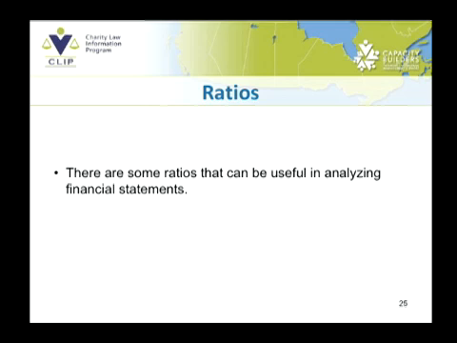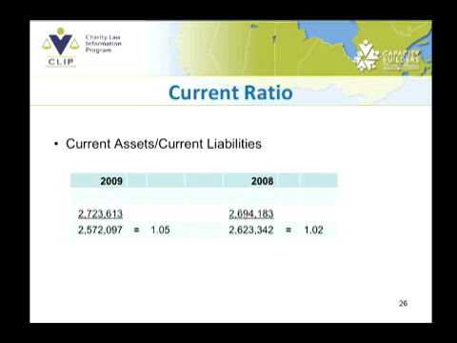Okay, a couple of ratios. There are a lot of ratios used in the for-profit sector, but I think there are a couple in the charitable sector that are probably more useful and more common. The current ratio is a calculation: current assets divided by current liabilities. And I took the numbers from the balance sheet in the example you had here.